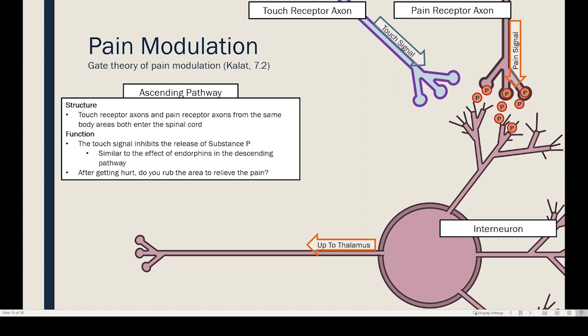And this is something you've probably seen in your own life. If you get hurt, maybe if you fall and skin your knee, you get pain in that area. And if you rub that area, a lot of times the pain will kind of go away. That's through this ascending pathway: as you touch around that area, touch signals synapse onto that pain receptor and inhibit that pain signal. So that's why you rub a spot when you get hurt there.